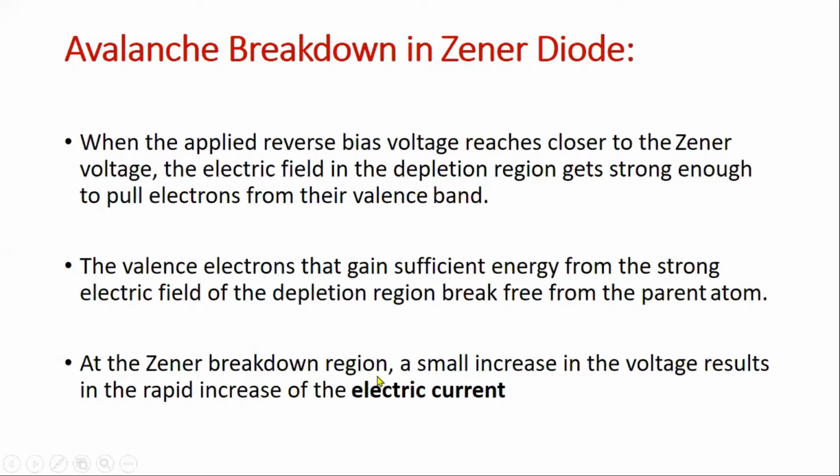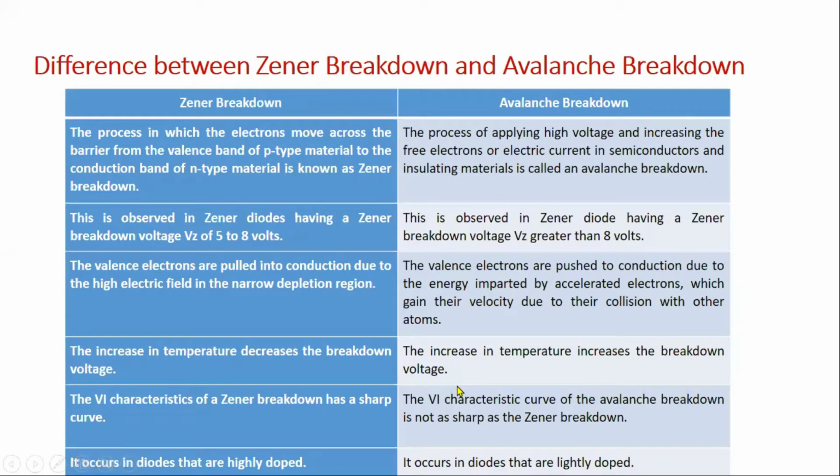Then at the Zener breakdown region, what happens? A small increase in the voltage results in a rapid increase in the electric current. To see the difference between Zener breakdown and avalanche breakdown, we have to note down these points. The process in which electrons move across the barrier from the valence band of p-type material to the conduction band of the n-type material is called Zener breakdown. Whereas the mechanism where the applied high voltage increases the free electrons or electric current in semiconductors and insulating materials is called avalanche breakdown. That is the difference here.